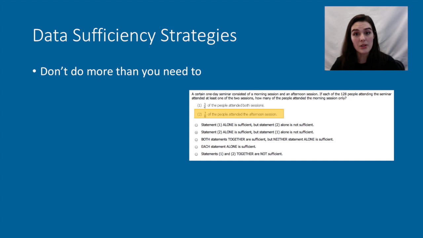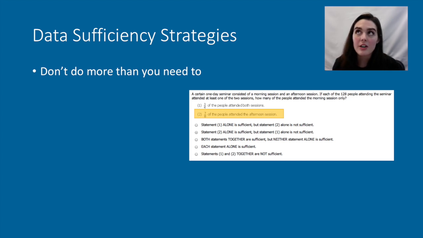So if we just stop at this point, I can take 1/8 of 128, and I know how many people attended only the morning session. Do I actually need to take 1/8 of 128? No, it doesn't change my answer at all. I can solve, and I know that. So I don't actually need to go in and do any math. I just need to use logic.